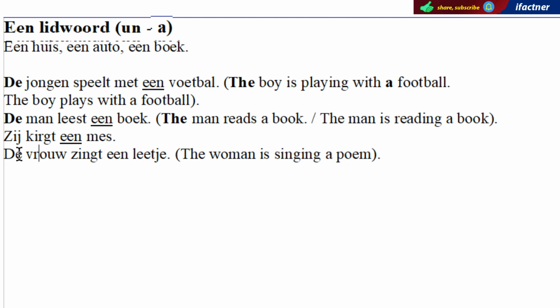Similarly, de vrouw zingt een liedje. The woman is singing a poem. So we use een lidwoord like this in our sentences.